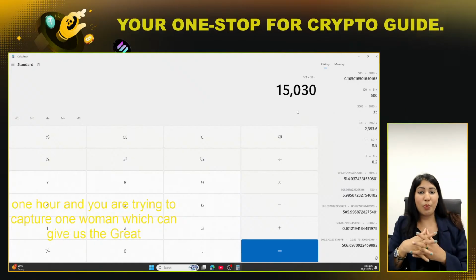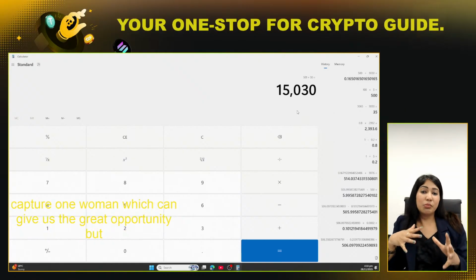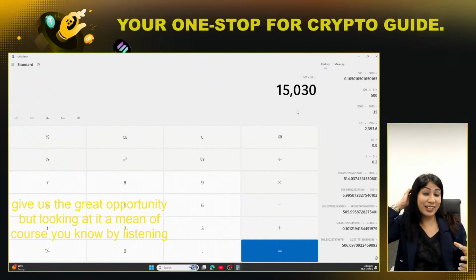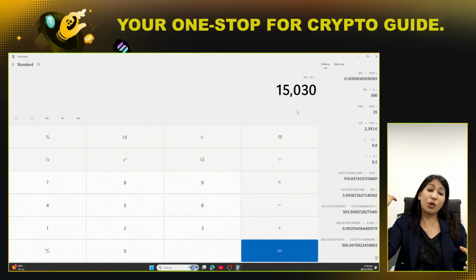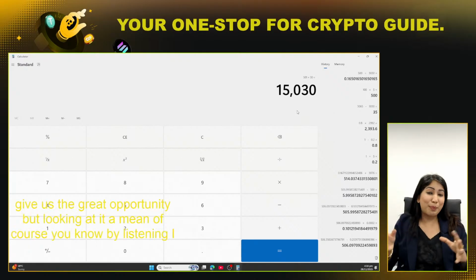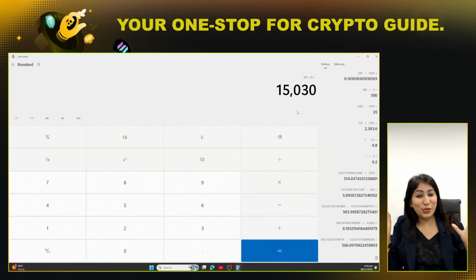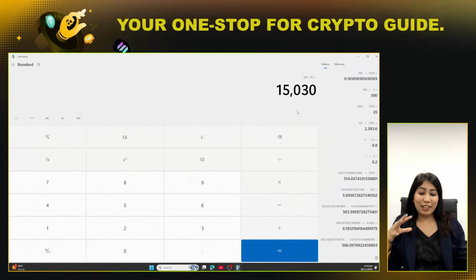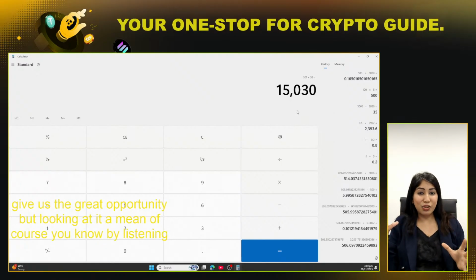great opportunity. But looking at it, of course, by listening to it, it looks really good, but when we are doing it practically, it may or may not be the actual result. That's why I always say that you have to be prepared for both sides of the story. The lucrative side always sounds very good and great, but the other side of the story is that not every day is going to be a rosy day, not every day is going to be a profitable day. So be ready for the bad days too, and then plan your trades accordingly.